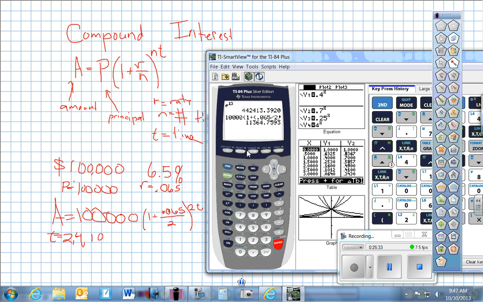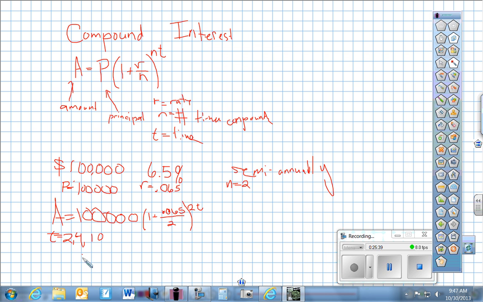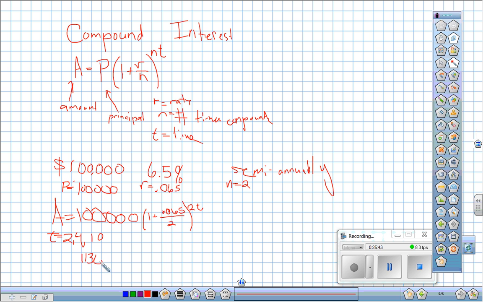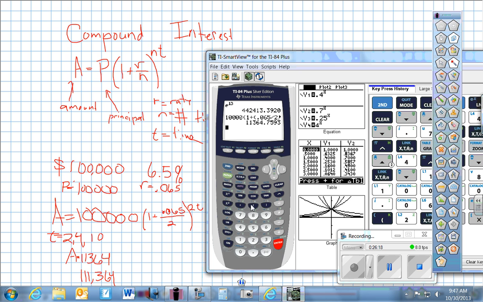Okay, I'm going to figure out the amount of money that I'd have, and this is the amount of money that you would actually gain. So the amount that I gain is 11,364 and some change. You do need to write the change, but I'm not going to. That is the amount of money that I have gained. So that means after 2 years, the amount of money I actually have is $111,364. So if it asks you for the amount actually in the account, it's the 100,000 plus the amount that you gained in interest.